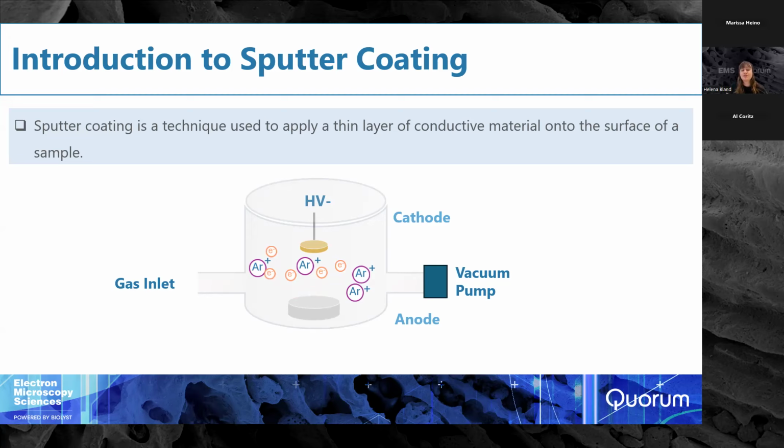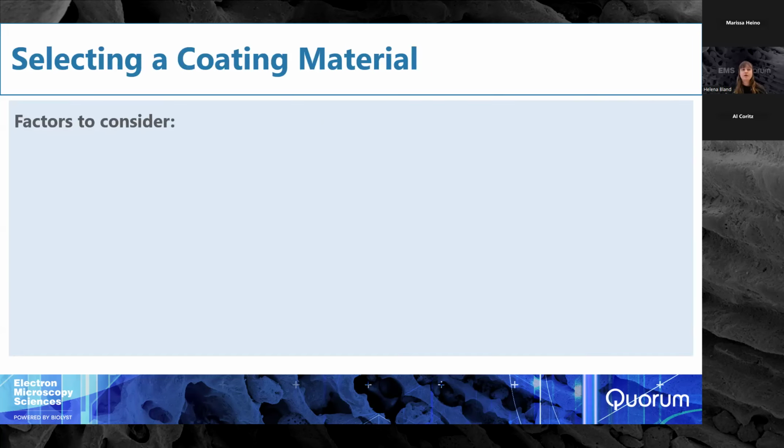Because our cathode is negatively charged, our positively charged argon ions are attracted to our cathode. And it's the collision of these ions with our target that results in the deposition of a thin layer of metal onto our sample. So that's how sputter coating works, but what do we actually need to think about when we're considering what kind of material we're going to coat with?